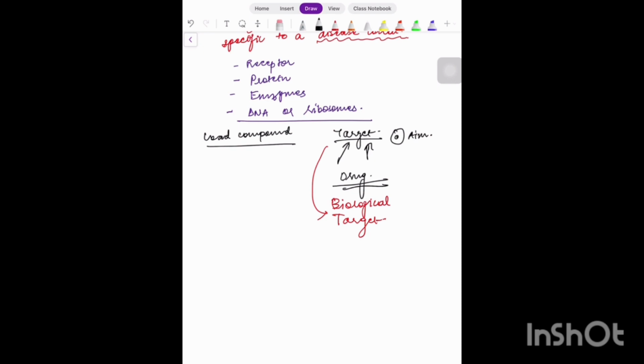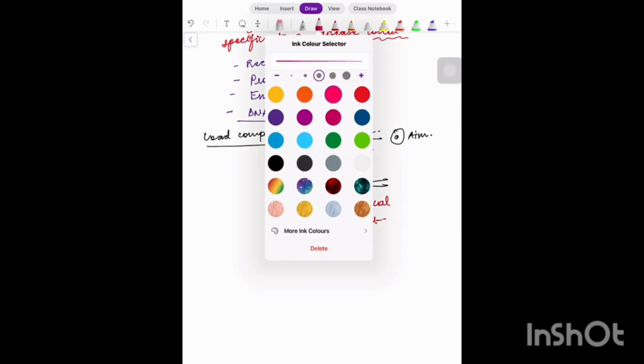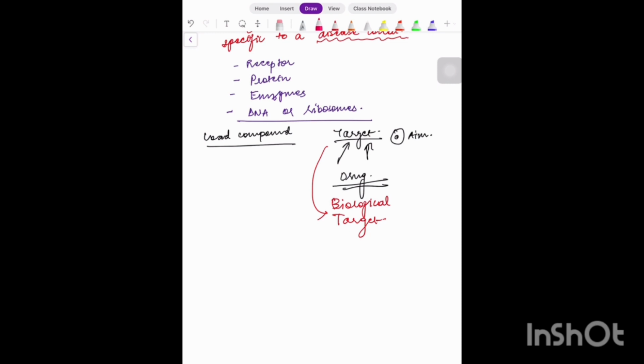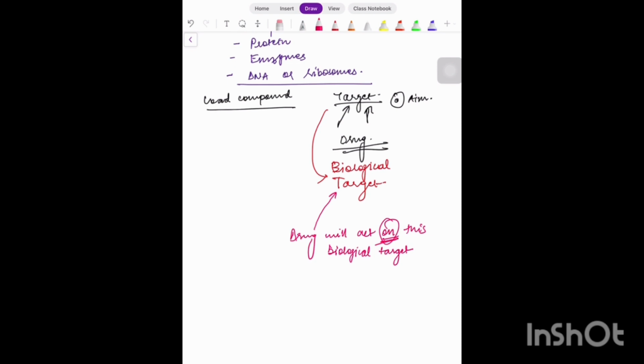So this is a biological target on which the drug will work. The drug will act on this biological target, and by doing this, it will either modulate or treat the disease condition.